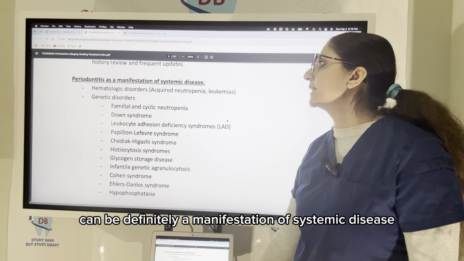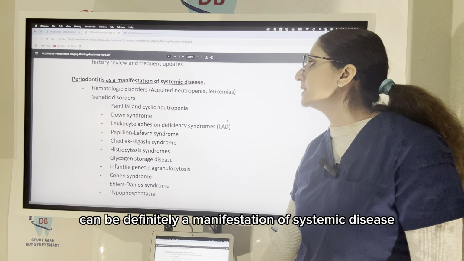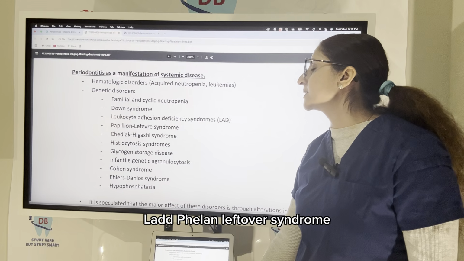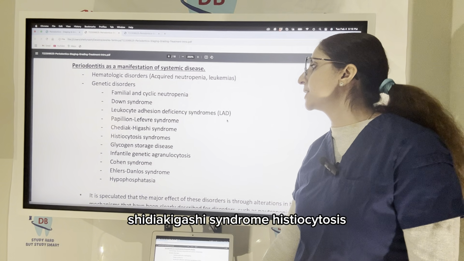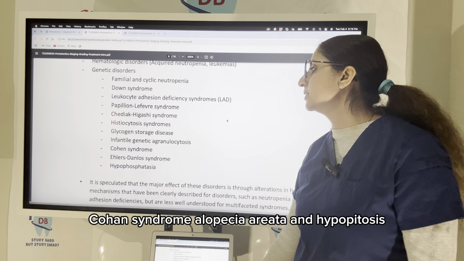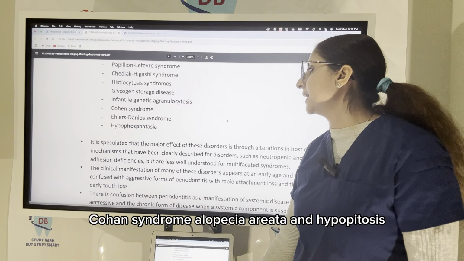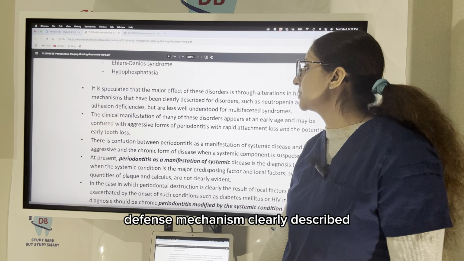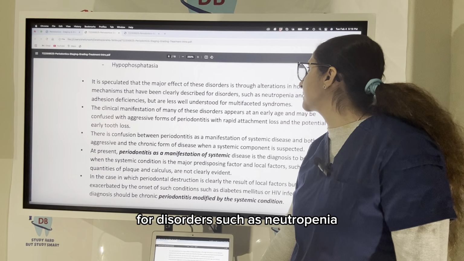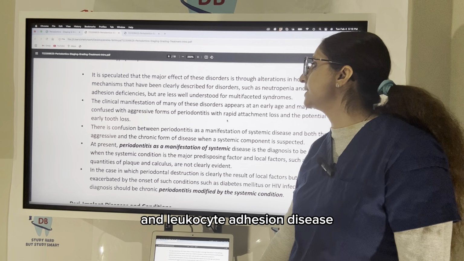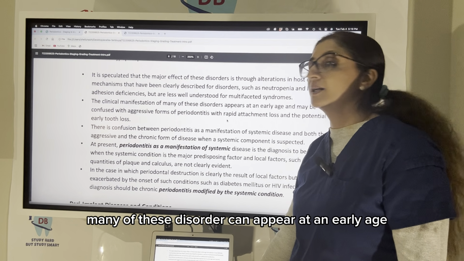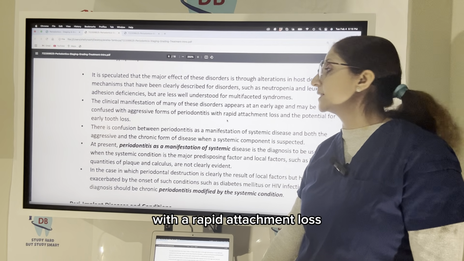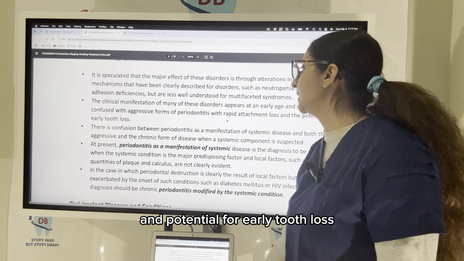So periodontitis can definitely be a manifestation of systemic disease, like genetic disorders: Down syndrome, LAD, Papillon-Lefevre syndrome, Chediak-Higashi syndrome, histiocytosis, glycogen storage disorder, Cohen syndrome, Ehlers-Danlos, and hypophosphatasia. The major effect of these disorders is through the alteration in the host defense mechanism, clearly described for disorders such as neutropenia and leukocyte adhesion deficiency. Many of these disorders can appear at an early age and may be confused with aggressive forms of periodontitis with rapid attachment loss and potential for early tooth loss.